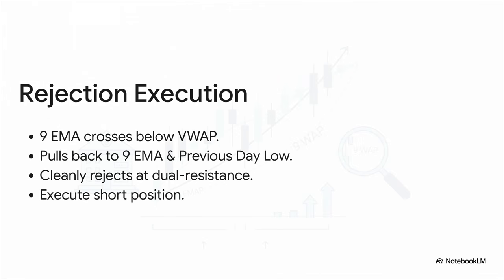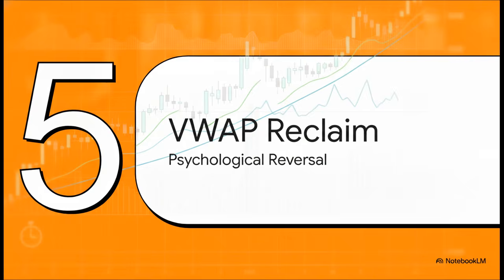If the price pushes up into that exact level and cleanly rejects, forming a weak candle that just can't close above the line, we execute a short position. We let the market structure do the heavy lifting for us. Moving to Section 5, the VWAP Reclaim. This third setup is all about playing a psychological reversal where your patience is heavily rewarded.